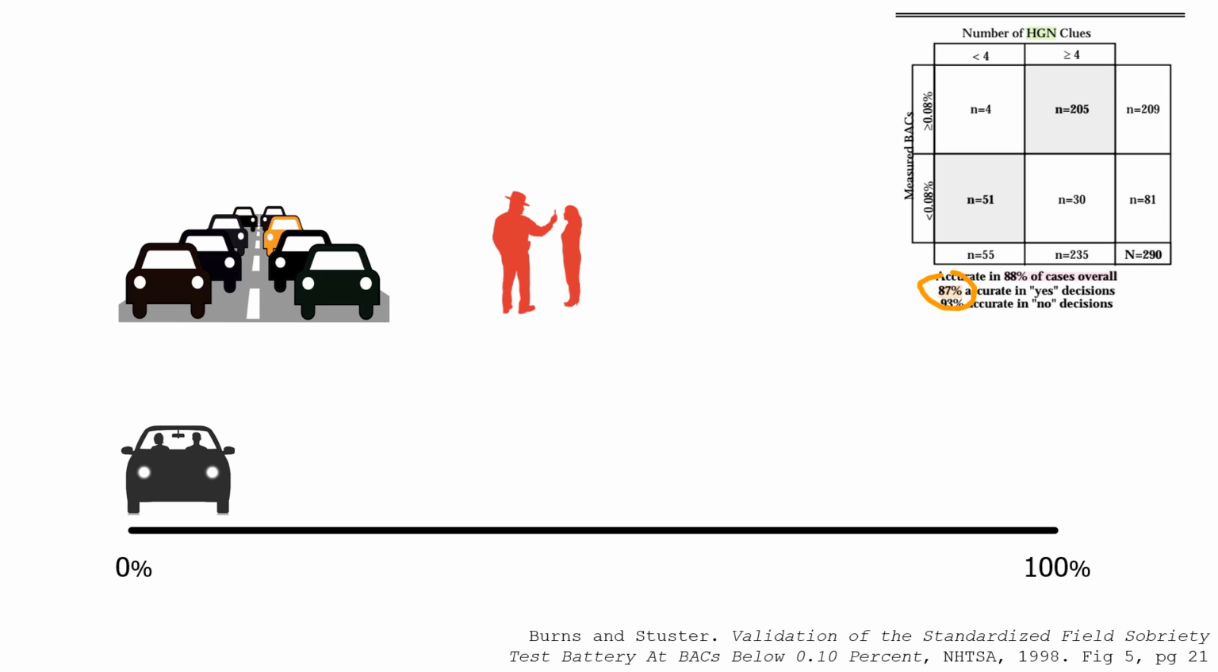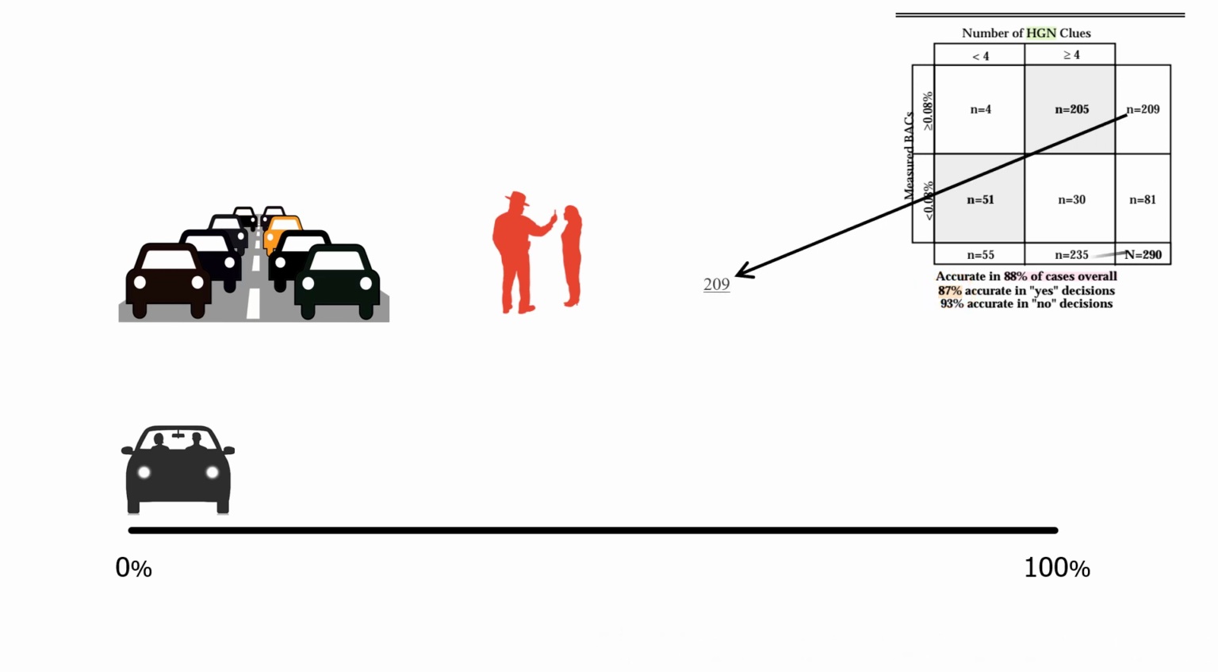In this study, real traffic police administered their HGN test to real drivers in real DUI investigations. If officers had arrested just those drivers who failed the traffic police HGN test, then 87% of those drivers would have had a high BAC. Traffic police are taught to testify that this means the HGN is 87% accurate.